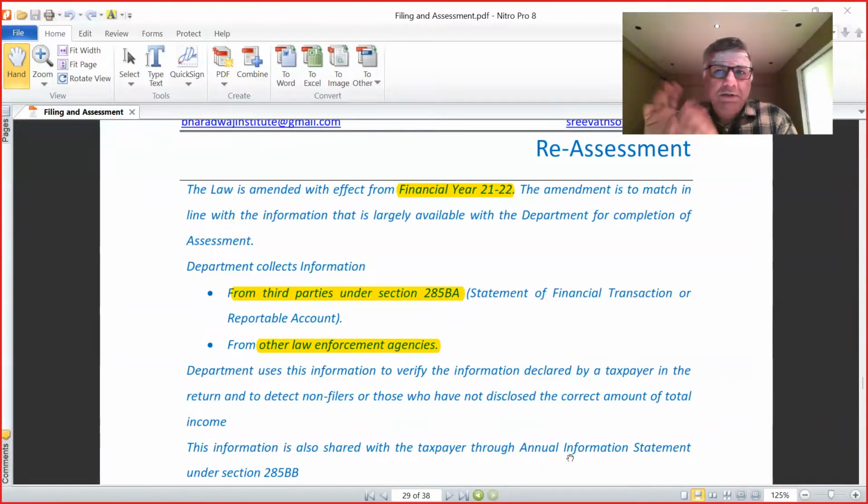The terminology reassessment and block assessment has been unified now, and everything is there between section 148 to 153.